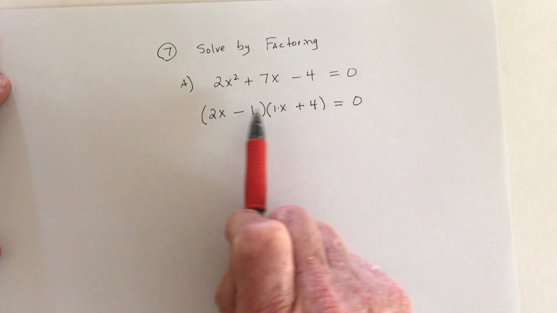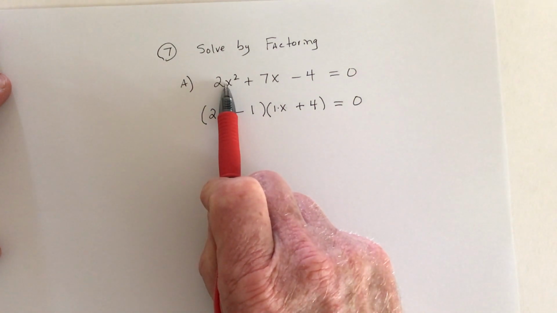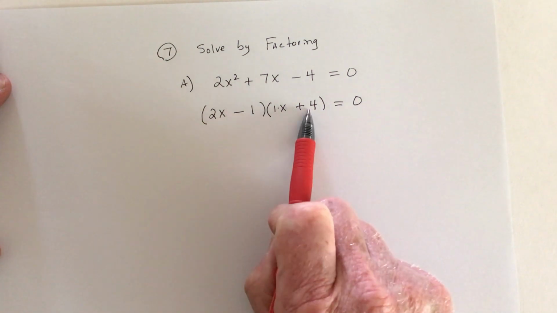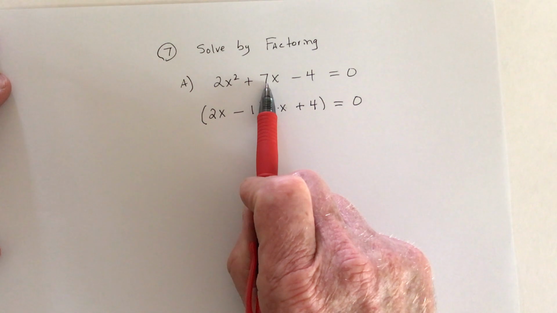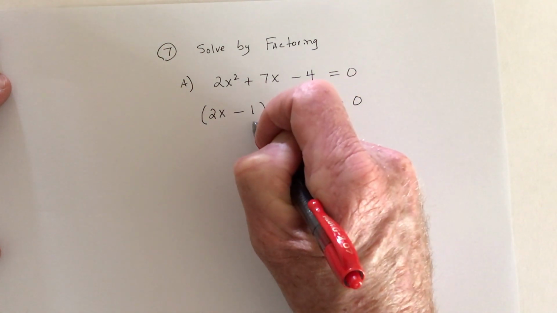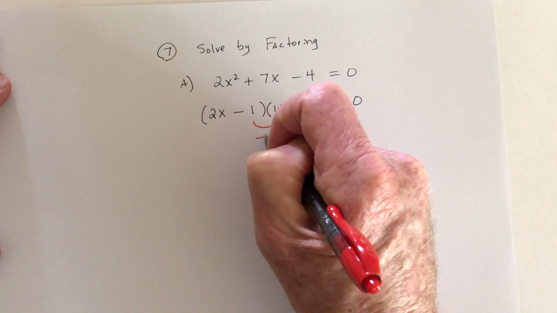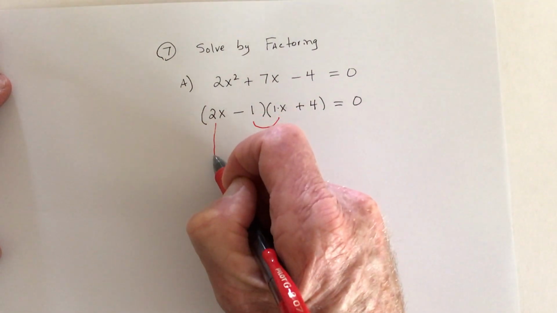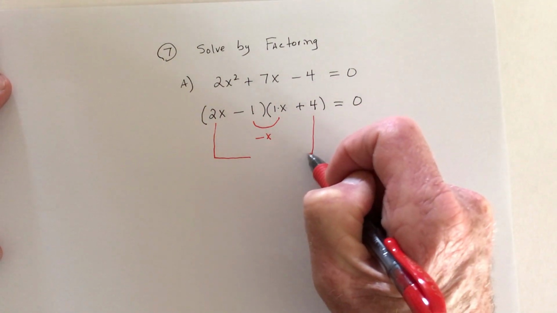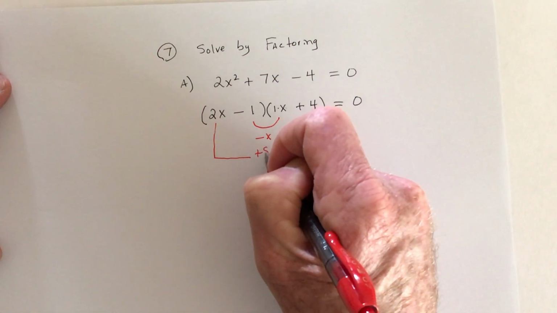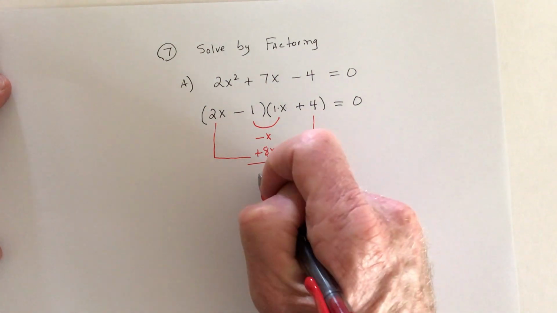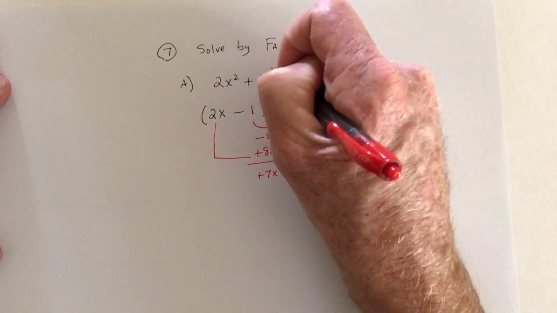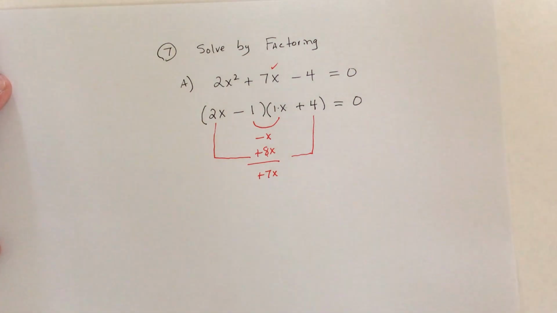So when I multiply 2x times x, that's x squared, that part's right. When I multiply negative 1 times 4, that's negative 4, that part's right. This is the part that I have to check and make sure I did that. So when you multiply these two terms, that's going to be negative x. And when you multiply this one and this one, that's going to be positive 8x. And when you combine a positive 8x minus an x, that's a positive 7x, which is exactly what it was supposed to be. So that means that I factored it correctly.